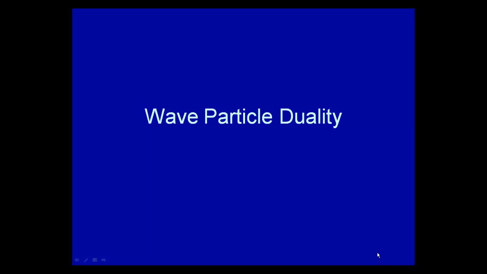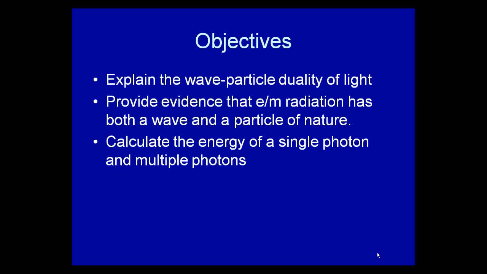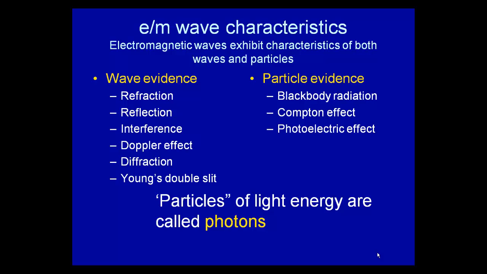Okay, now we're getting to start atomic physics. Now we're going to talk about all the physics that's happened since 1900. So some of the stuff that's going on. One of the things, and this actually started before 1900, is the argument over light. Is it a wave? Is it a particle? So our objectives are to explain the wave-particle duality of light, provide evidence that electromagnetic radiation has both a wave and a particle nature, and calculate the energy of a single photon and multiple photons.